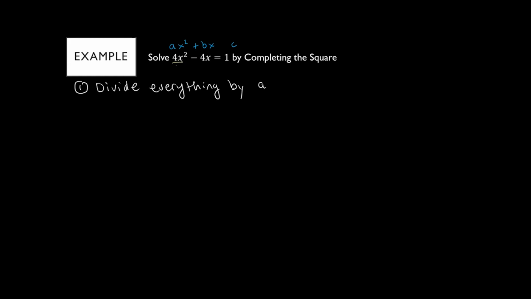So that means that I'm dividing by 4. And we're going to get a fraction because we're going to get it equal to 1/4. But that's okay because our calculators can do fractions. So we get x squared, and then the 4 divided by 4 is 1. So that's going to be a minus x equals 1/4.